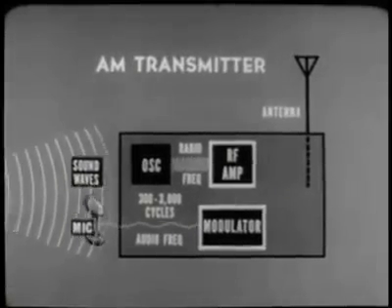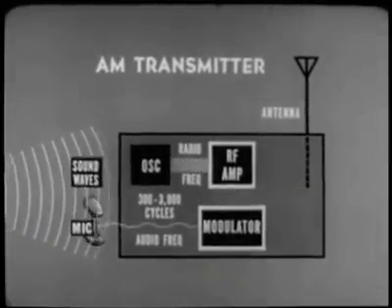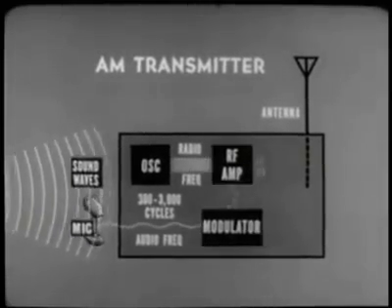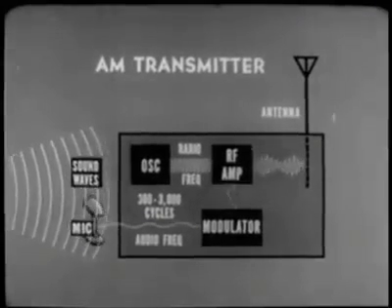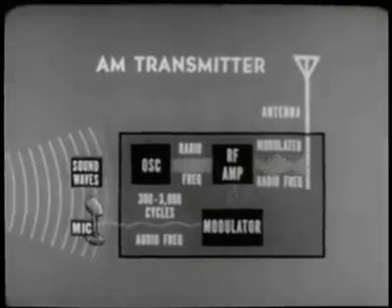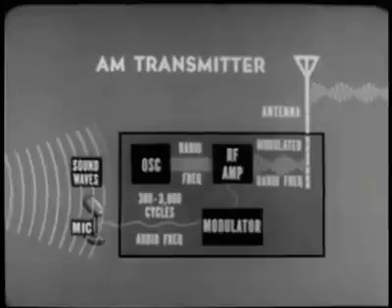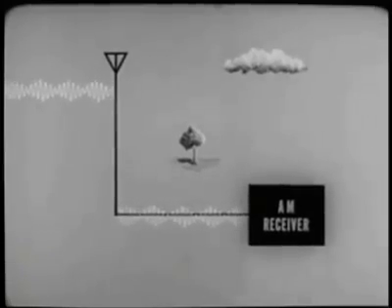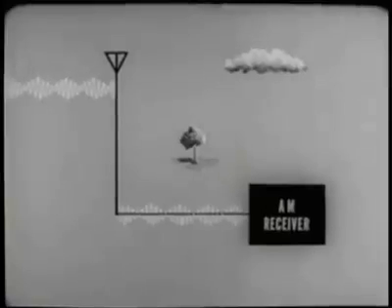By means of a modulator and one or more RF amplifiers, the amplitude variations of the audio signal and the radio frequency carrier are combined. Now the intelligence takes the form of amplitude variations in the carrier. The amplitude modulated RF carrier is fed to the antenna, from which it is radiated through space to the receiving antenna. Once the signal has left the antenna, however, it can be affected by many disturbances.